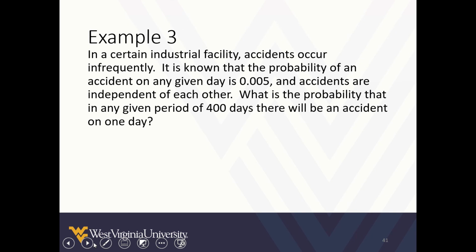So let's take a look at an example of this type of situation arising. In a certain industrial facility, accidents occur infrequently. It is known that the probability of an accident on any given day is 0.005, and that accidents are independent of each other. What is the probability that in any given period of 400 days, which is a little over a year, there will be an accident on one day?